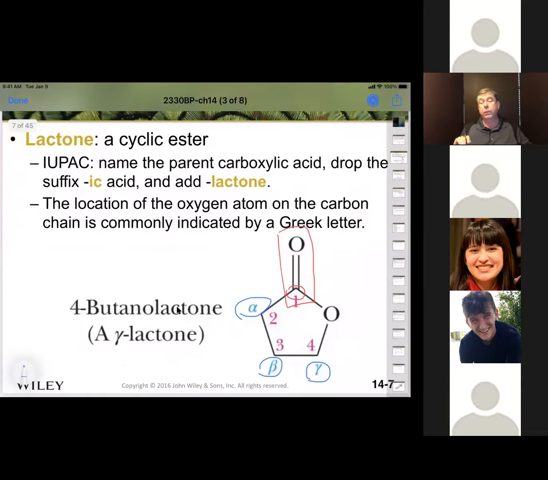And when we have cyclic amides, we're going to do a similar naming with the alpha, beta, gamma system.